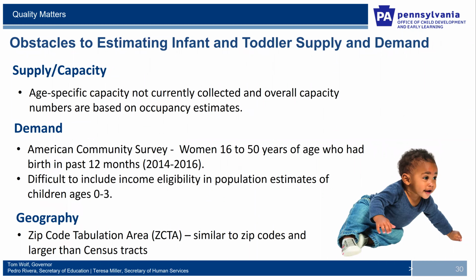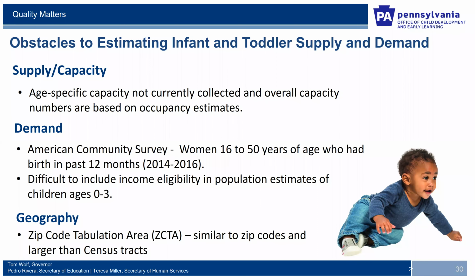During the process of estimating supply and demand for infants and toddlers, we came up against a couple of obstacles. We were not able to calculate specific capacity for infants and toddlers because Pennsylvania doesn't gather age-specific estimates of supply. Instead, they collect the overall occupancy capacity I mentioned earlier. For demand, we used 3 years worth of yearly estimates from the American Community Survey's data of women ages 16 to 50 who had a birth in the past 12 months. Another obstacle was that it was also difficult to include income eligibility estimates for children ages 0 to 3.